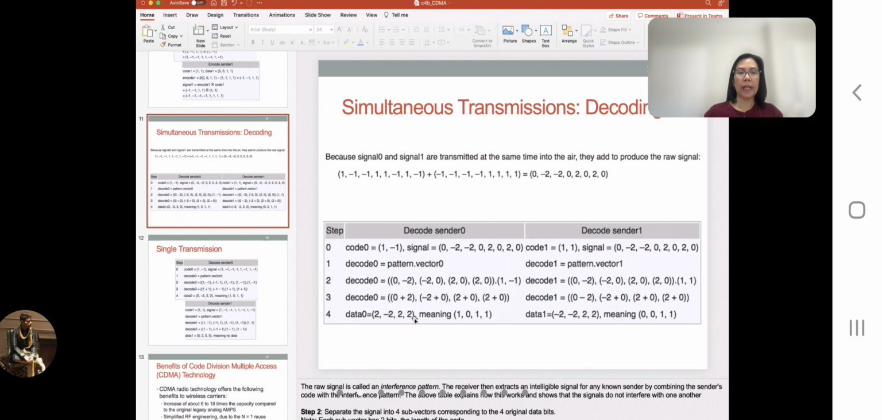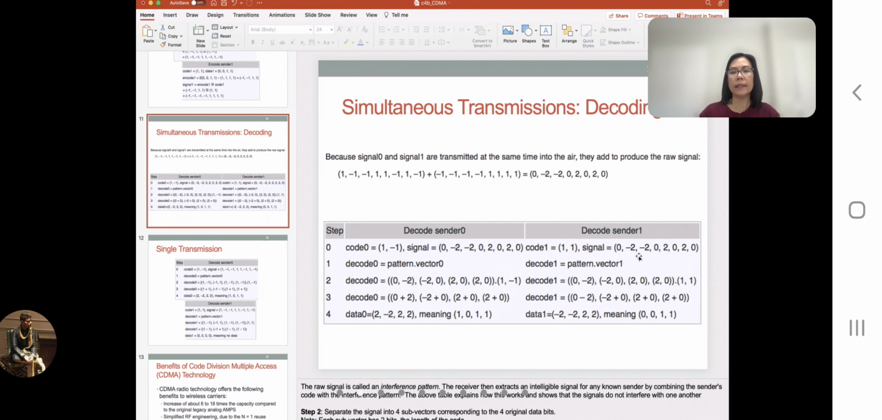Now, when we have the final data here, the value itself doesn't matter. When we see a positive number, that means it's a 1. And when we see a negative number, that means it's a 0. Remember we said positive voltage is 1, negative voltage is 0. So we convert that into the sequence of data: 1, 0, 1 and 1. And that's how the receiver gets back the original message from sender 0.